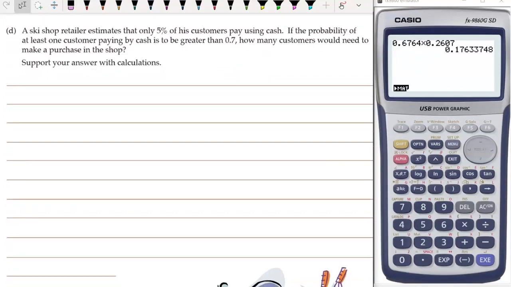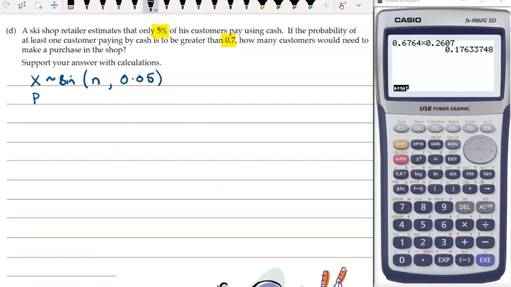Okay, last part. We estimate that in the shop, 5% of the customers pay with cash. If the probability that at least one customer is paying by cash has got to be greater than 0.7, how many customers would need to make a purchase in the shop? So we're trying to work out what is n. So if x is following a binomial distribution where x is the number of customers that pay with cash, we've got n, and the probability to pay in cash is going to be 0.05.